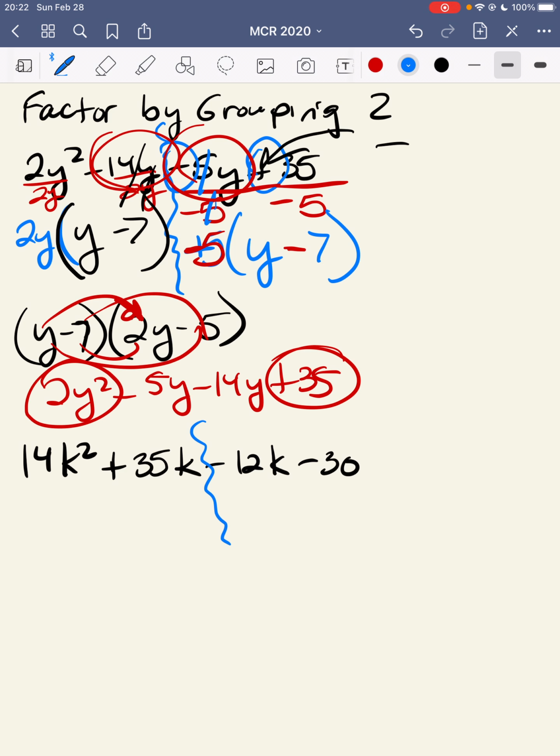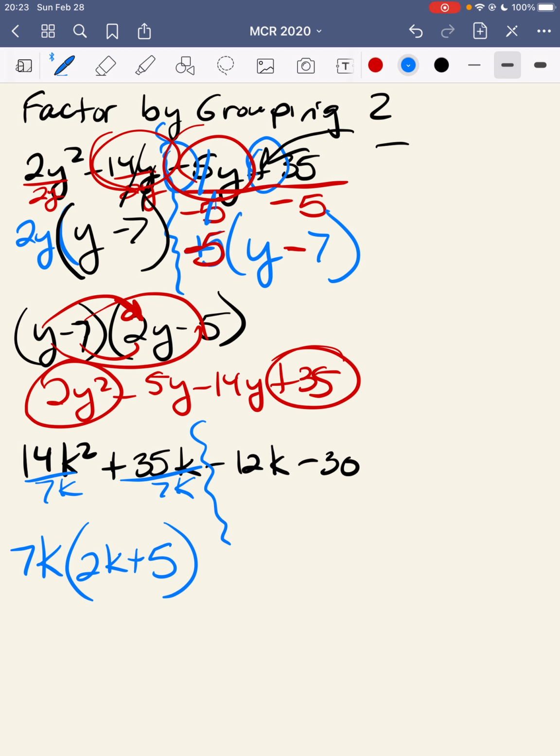14 and 35. Looks like I have a 7. And I also have a K. When I divide these by 7K, I end up with 2K plus 7 divided by 7 times 5 is 35. The k's cancel. And I'm expecting a plus sign here.